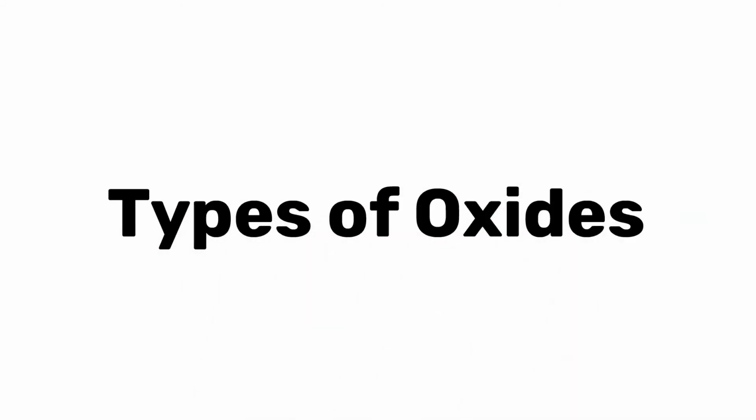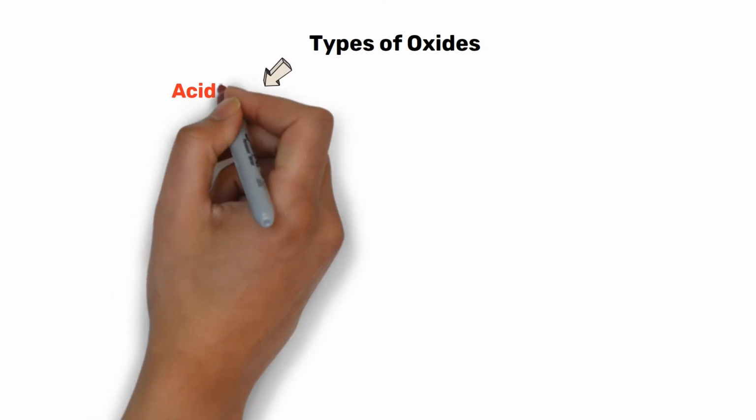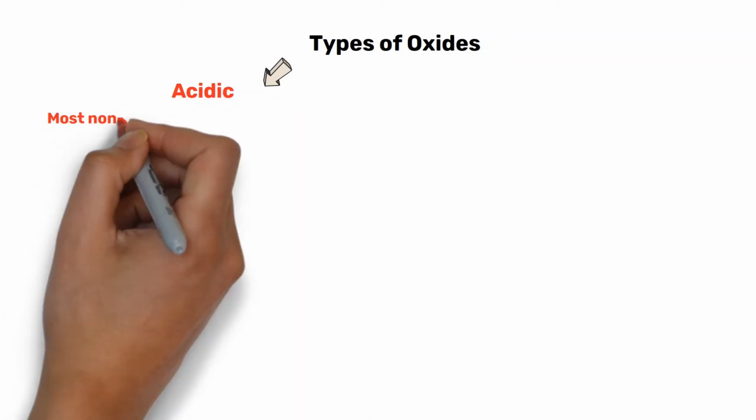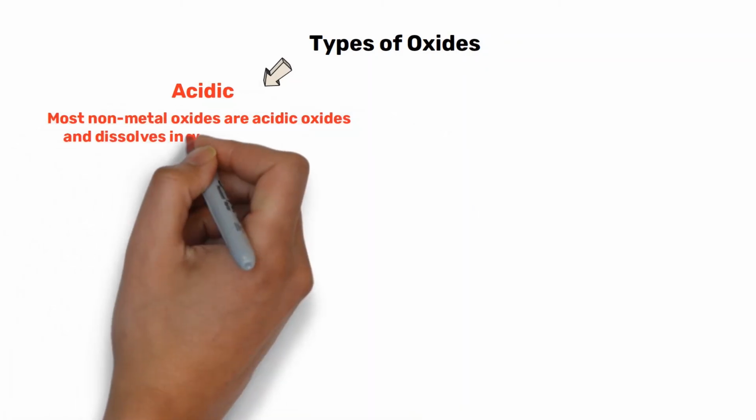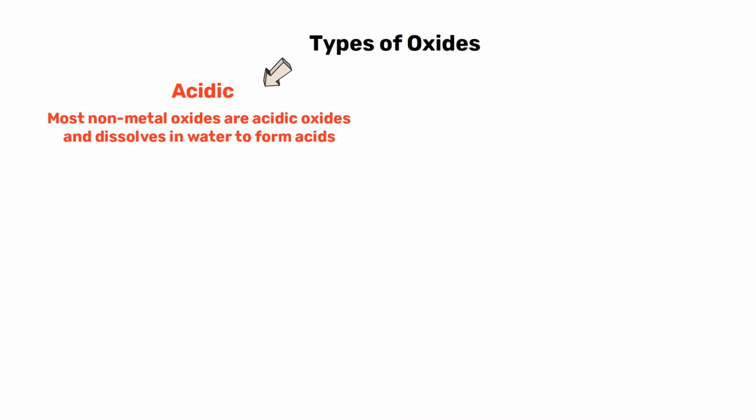So now we look at the types of oxide. First, we have acidic oxide. So most non-metal oxides are acidic oxides and dissolve in water to form acids. So we have sulfur dioxide that dissolves in water to form sulfurous acid.